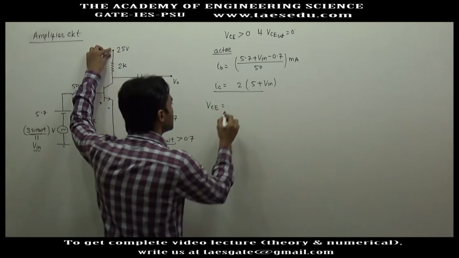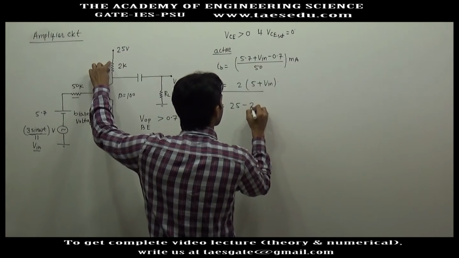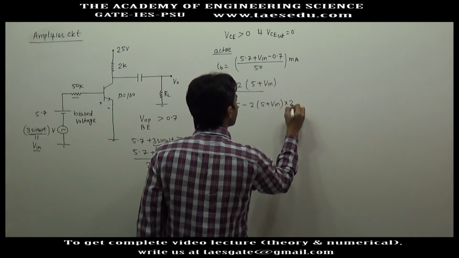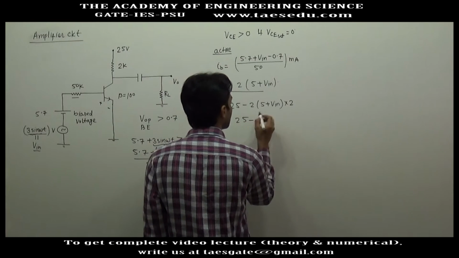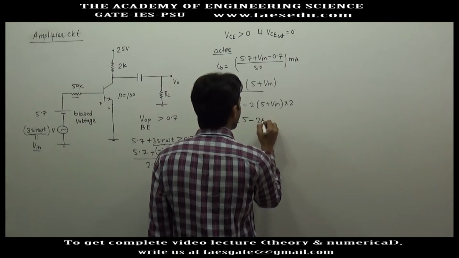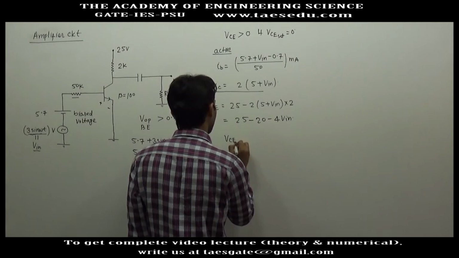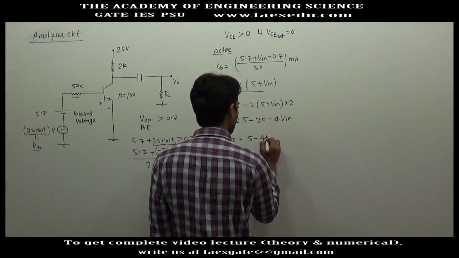So now what will be VCE? VCC minus IC into 2 kilo ohm. This is IC into 2. This will be 25 minus 20 minus 4 V input. So VCE will be 5 minus 4 V input.